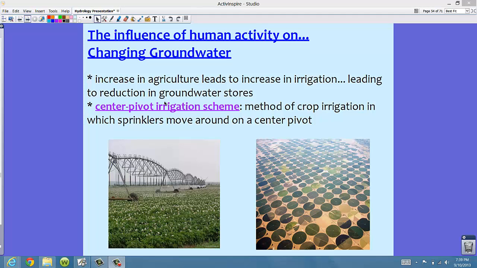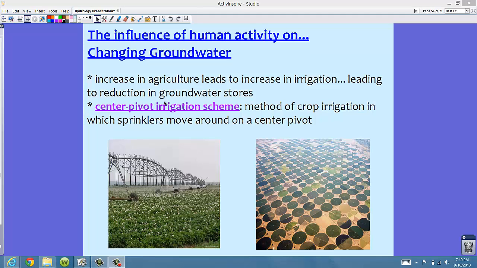So agriculture has developed this scheme, I guess, this idea called center pivot irrigation. This is a method of crop irrigation in which the sprinklers will actually move around a center pivot point. Now you might have seen some of these. I see them a lot traveling down I-75 and around the citrus groves and around other places nearby. In the picture on the left, you see this large-scale contraption, if you will, that irrigates the land and travels around in a circle.